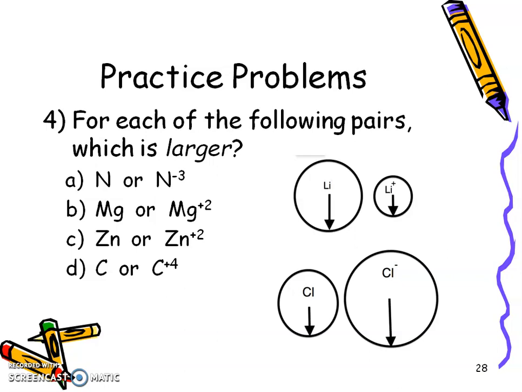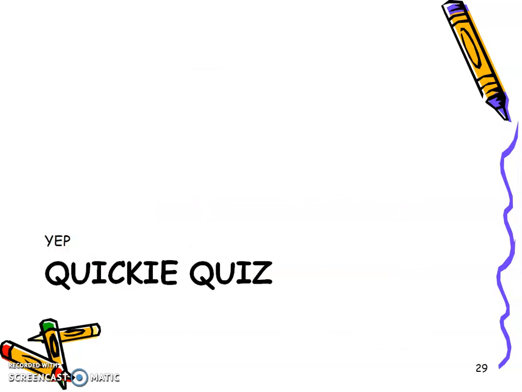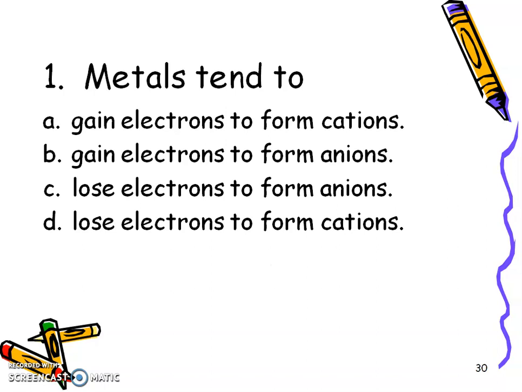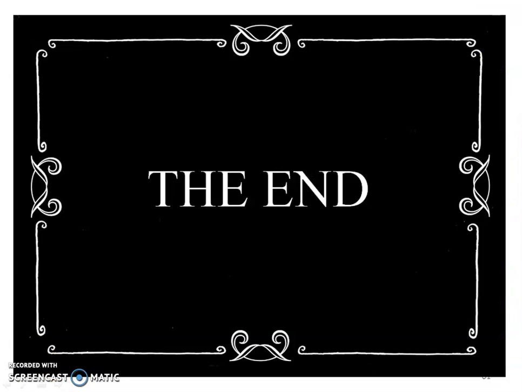And again, there's a visual to help you. So for letter A should be your more negative. B, same thing, and C. Carbon, C for letter D. Okay, so hopefully that makes sense. Another quickie quiz here. Hopefully you paused, you went back into your notes, and hopefully that makes sense. Metals lose electrons and they form cations. All right, we will see you in class.